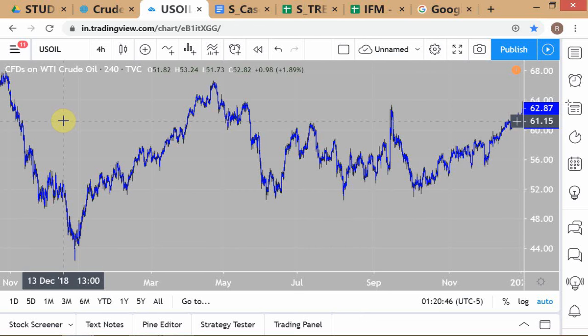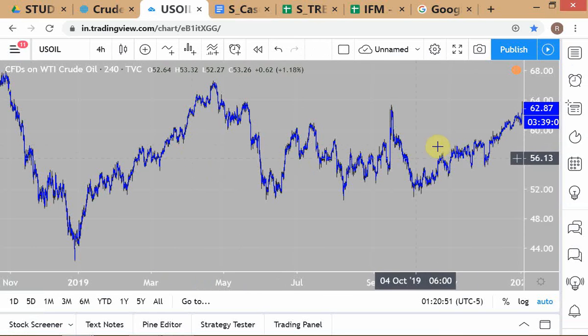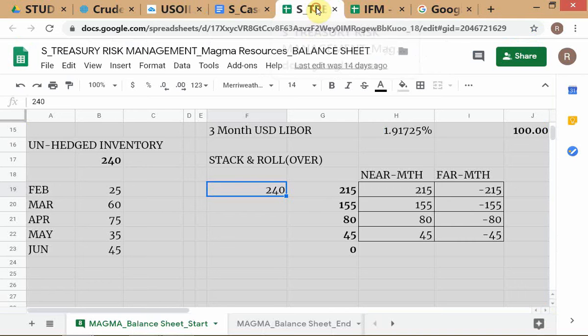Yes? Okay. So, where were we? We were talking about the stack and roll strategy, right? I've kind of lost the thread as to how we went into the discussion of the chart, but anyway, I pulled up that crude oil chart and then we talked about this assassination and all that. Is everyone clear what's going on with the stack and roll strategy? Please replay the video once again and watch it.